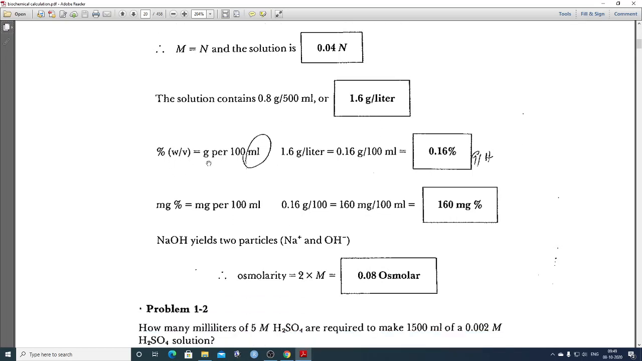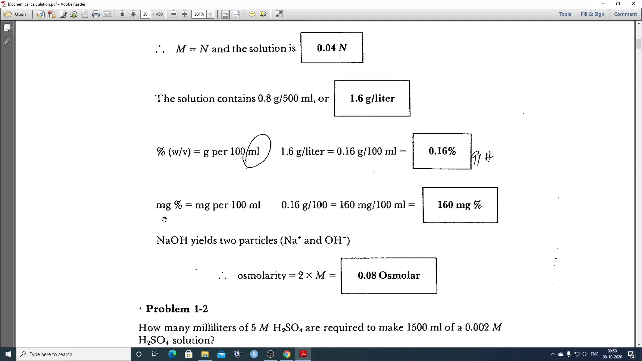Now percent weight by volume, per 100 ml you want to calculate. Per liter is 1.6 gram per liter. So if you want to convert liter into 100 ml, 1 liter is equal to 1000 ml, so divide numerator and denominator by 10. It is 0.16 gram per 100 ml, that is 0.16%.